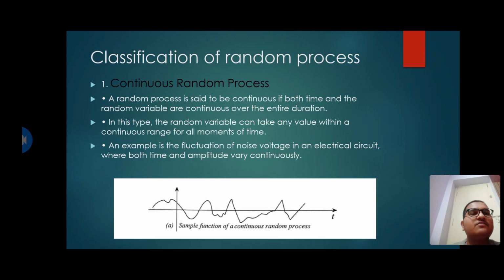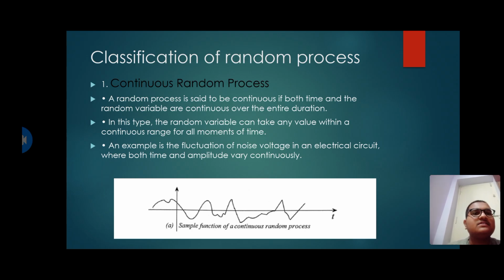First, the classification of random processes: there are four types. The first one is the continuous random process. A random process is said to be continuous if both time and the random variable are continuous over the entire duration. In this, the random variable can take any value within a continuous range for all moments of time. It can take any value in the sample space.